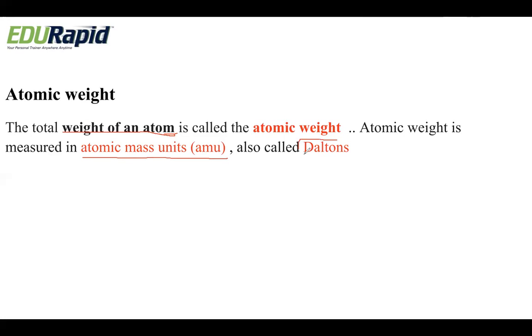Very simple, the weight of an atom is called the atomic weight. We have atomic mass, which is different from atomic weight. Here the weight of an atom is called atomic weight, and it is measured in a unit called the atomic mass unit. Like we have different measurements for different matter, say liquid is measured in liters, similarly atomic weight is measured in atomic mass units, which are also called Daltons.